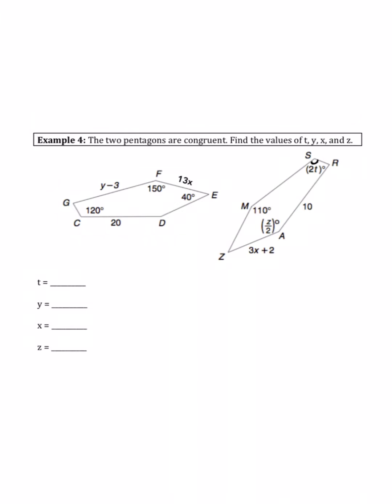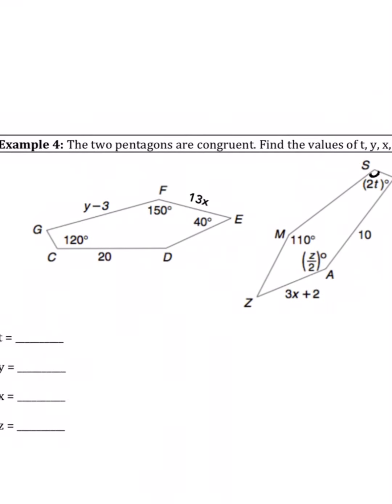So let's add in our congruent statement. The congruent statement is so crucial to making the problem. So we're going to write in pentagon F, E, D, C, G, notice not in alphabetical order, it won't always be, is congruent to pentagon A, Z, M, S, R. And we're going to use that to solve for the different variables.